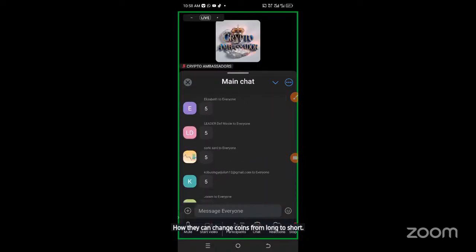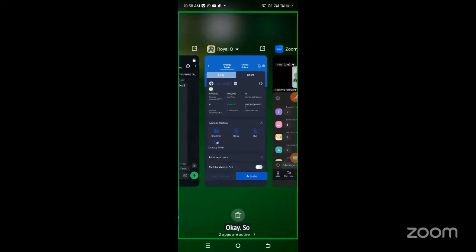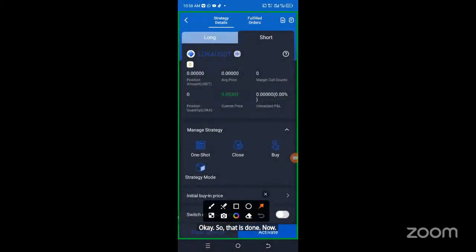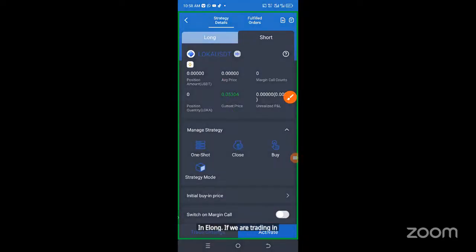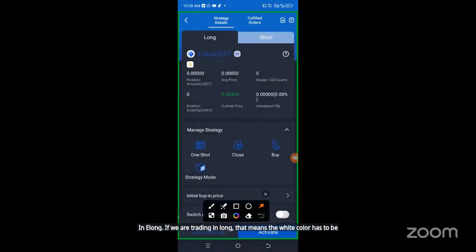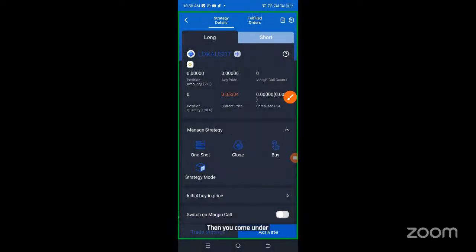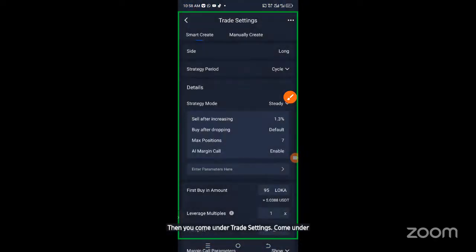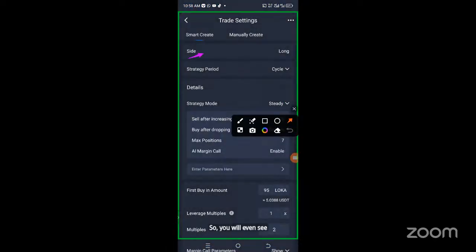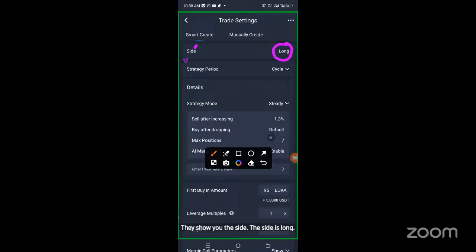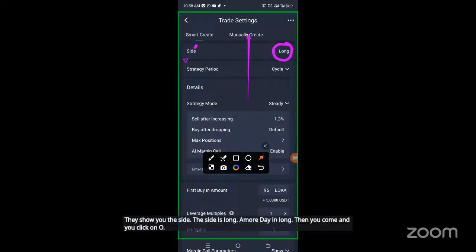Okay, so that is done. Now, you're supposed to trade in long. If we are trading in long, that means the white color has to be in short. If it is in short, that means our coin is in long. Then come under trade settings. They show you the side. The side is long. I'm already in long. Then click on manually create.